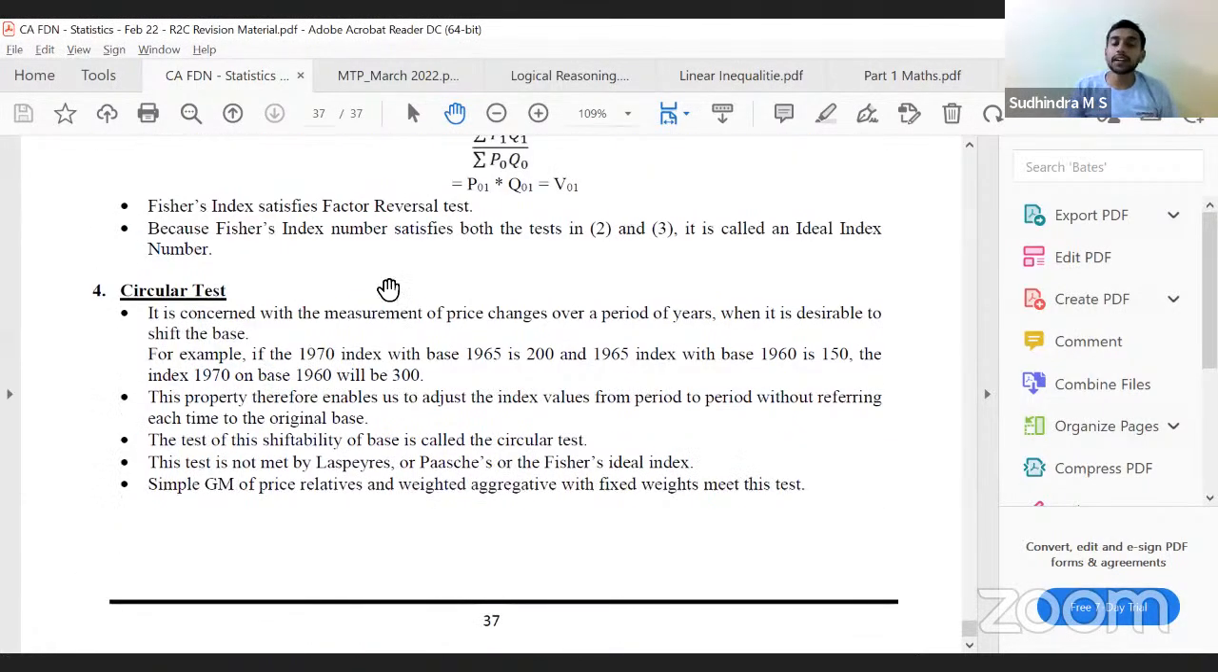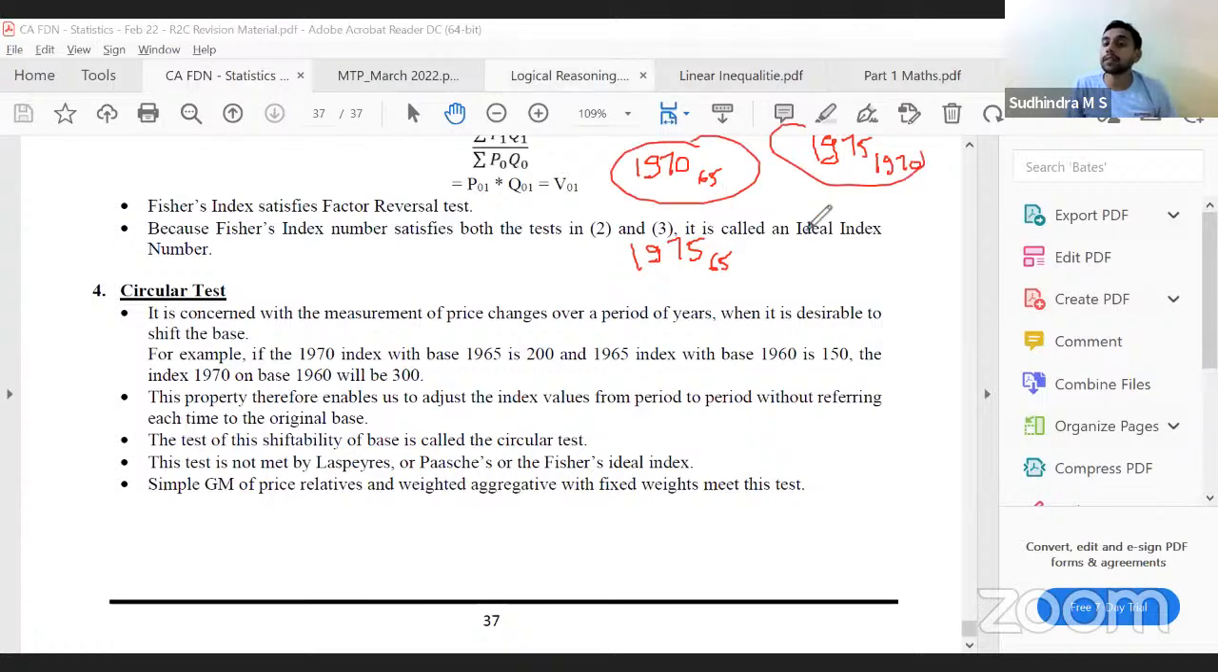Next one is circular test. What is the circular test? I have 2 sets of index numbers. One is of 1970 with base 1965. Second one is 1975 with base 1970. Now I want to calculate the index number of 1975 with the original base of 1965. If I can multiply these 2 index numbers and get this index number, then we consider the circular test to be satisfied.